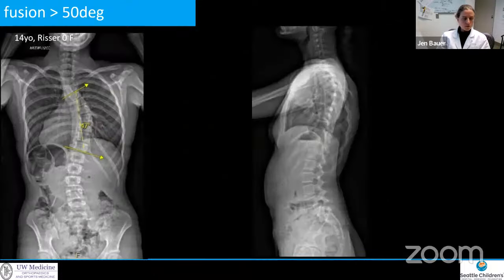Here's another option, another patient. This girl is 14, but she's RISR 0. Her triradiates are closed, and she's a gymnast. She really cares about her range of motion. So she has a curve between 40 and 60. She still has a lot of growth left. It was flexible. It bent out to 35.